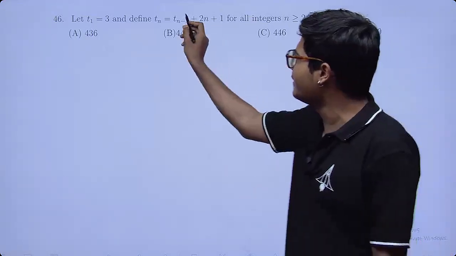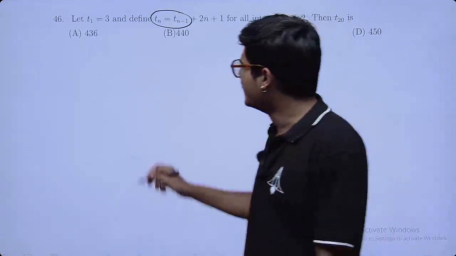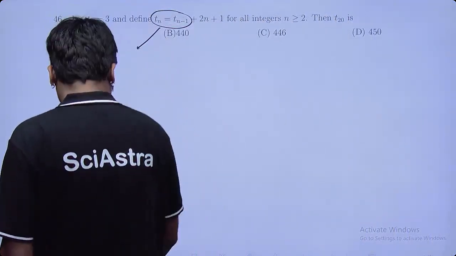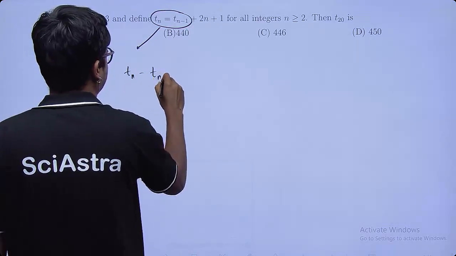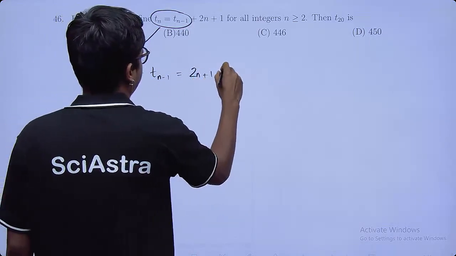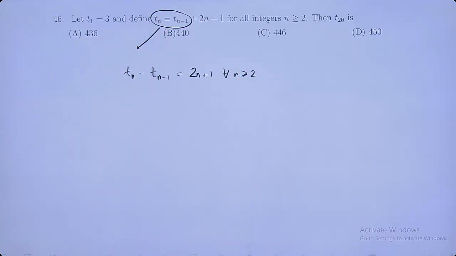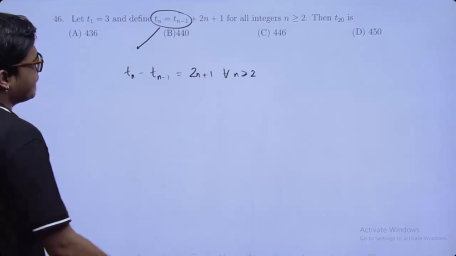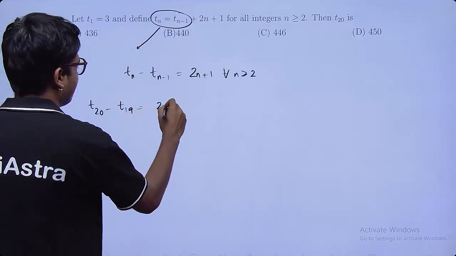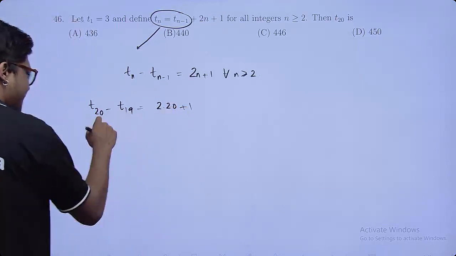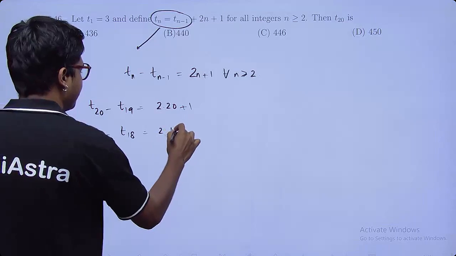So in general, whenever you have the difference of two consecutive terms given, what do we go for? The telescopic approach, right? So from here, we can write that Tn minus Tn minus 1 equals 2n plus 1, for every n greater than or equal to 2, right? Now in this equation, if I plug n equal to 20, I get T20 minus T19 equal to 2 into 20 plus 1. Similarly, if I put 19, I'll get T19 minus T18 equal to 2 into 19 plus 1.